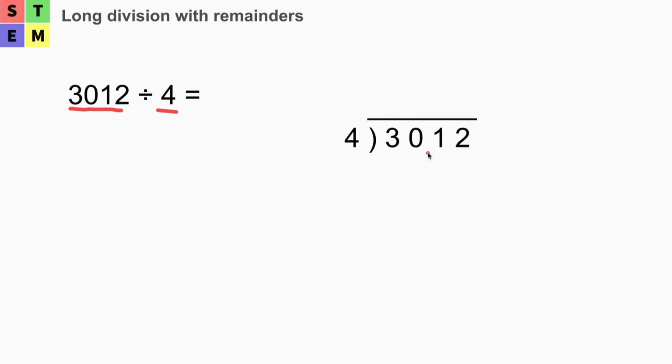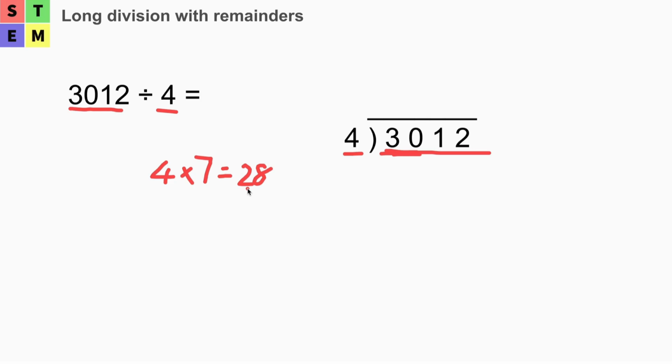So we'll write it as a long division. We've got 3012 divided by 4. Let's see how many times 4 goes into 3. Nothing, 0. Then how many times does 4 go into 30? Let's try 7, which is 4 times 7 equals 28. And 30 minus 28 equals 2.